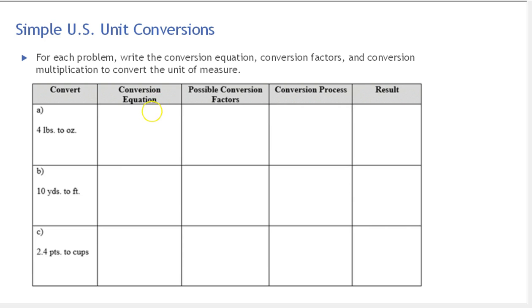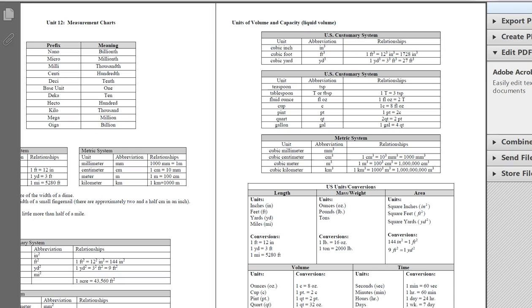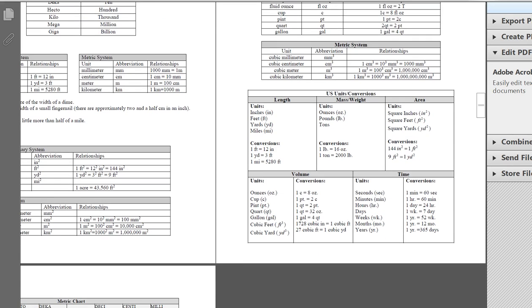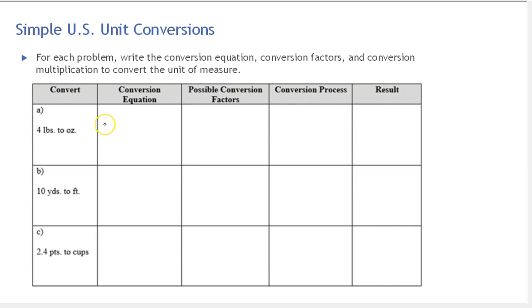By a conversion equation, that means we want a statement of the relationships between pounds and ounces. So let's look at our chart. Pounds and ounces are units of weight, and here they are. Converting them, we have 1 pound equals 16 ounces. So that's going to be our conversion equation: 1 pound equals 16 ounces.